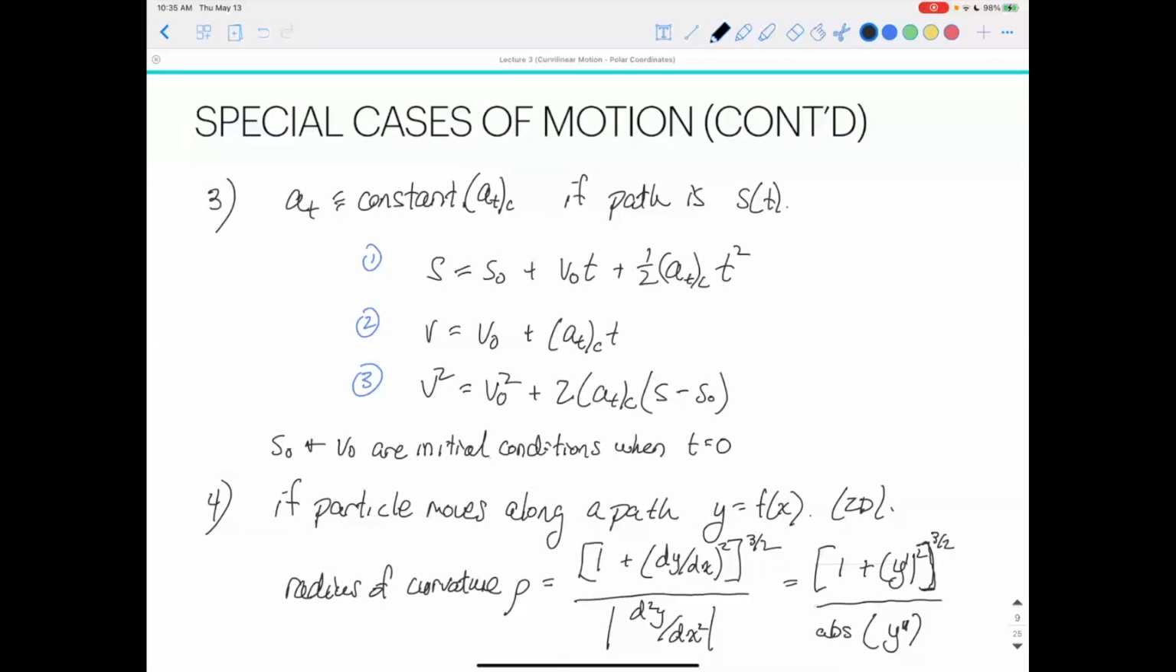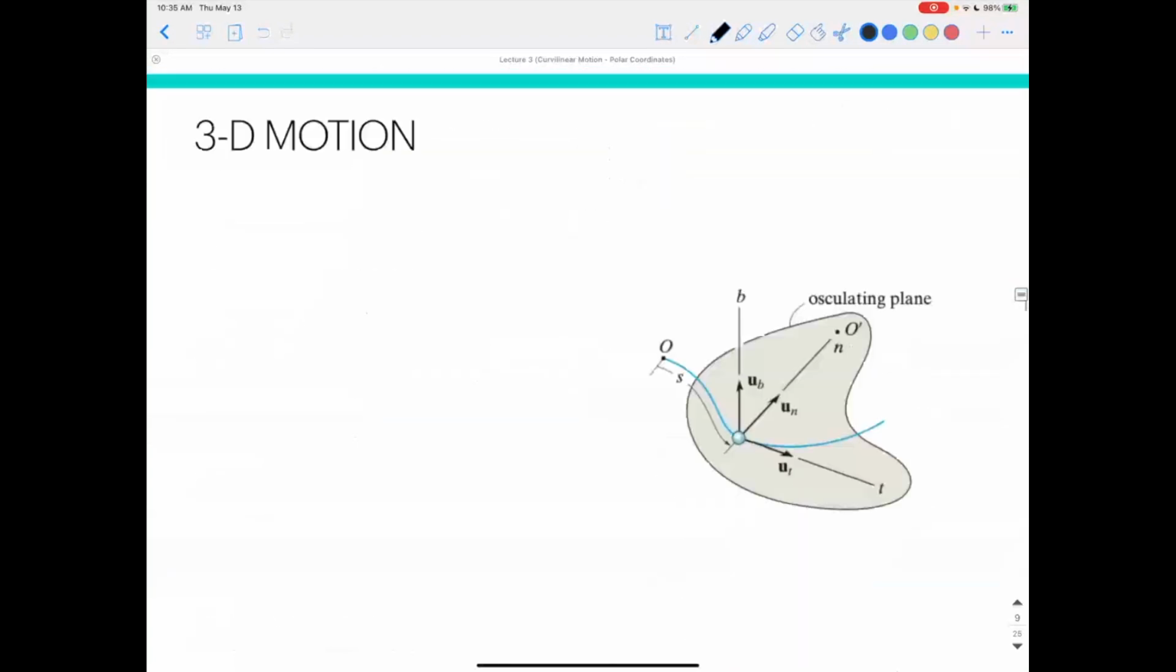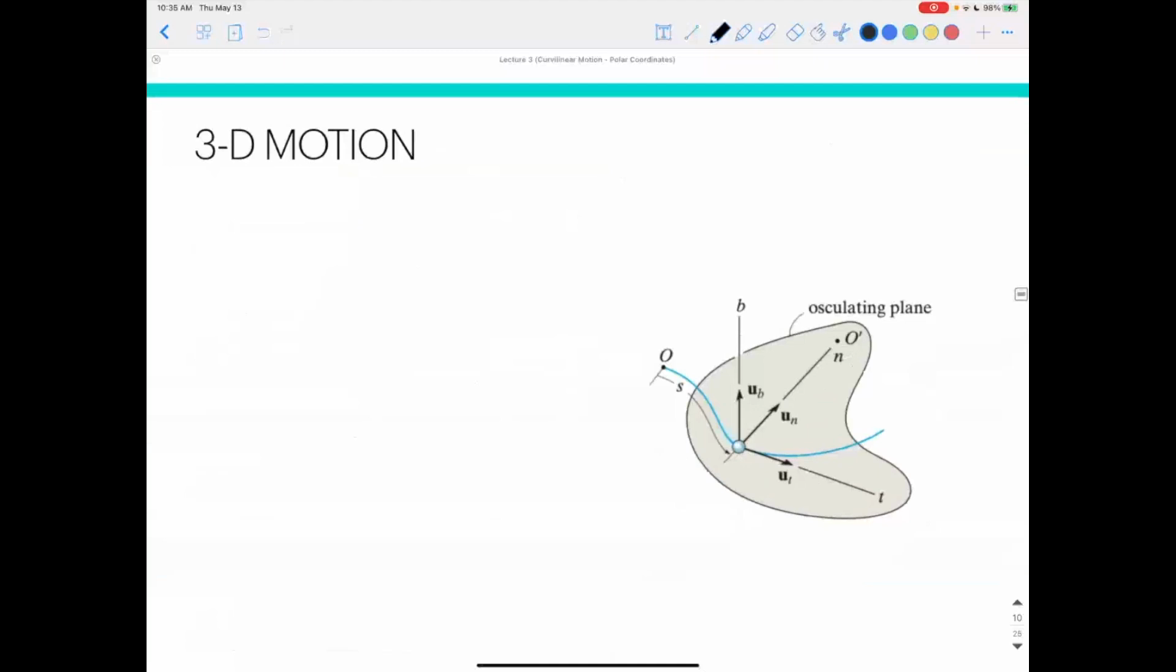So we find the first derivative of the path y with respect to x, find the second derivative, and we put those expressions into this equation, and we get a function for the radius of curvature at anywhere along the path. And then we can substitute in our values of y and x along that point in the path and calculate the radius of curvature at any specific point. So that covers everything for 2D motion.